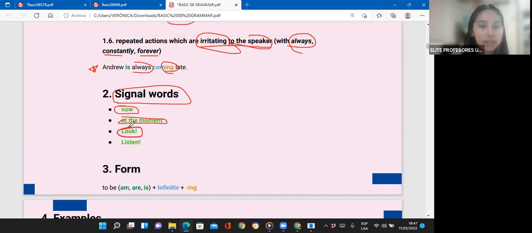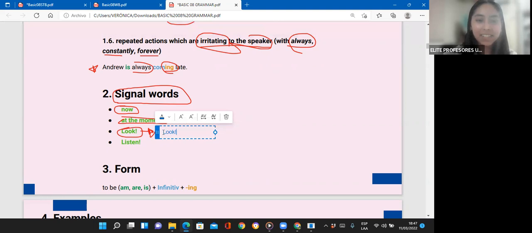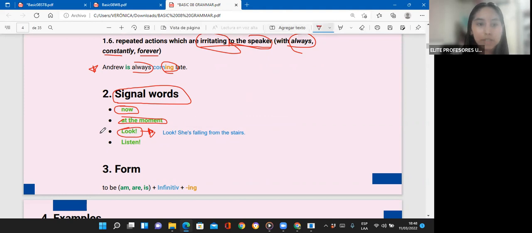Look. Look, she's falling from the stairs. Se está cayendo las escaleras. Okay, sorry about that sentence. And I have more options. Look, she is falling from the stairs. Se está cayendo las escaleras. Okay. You know that you have to add the ing to the verb fall. Listen. We have listen.